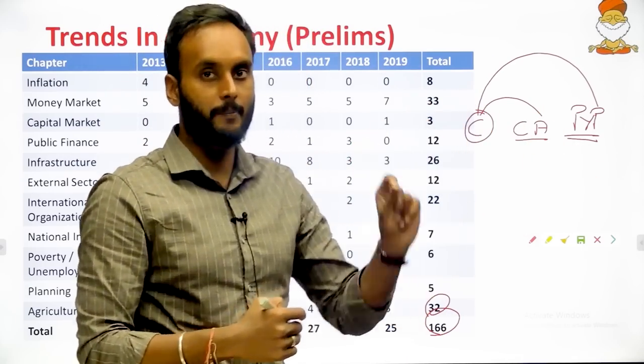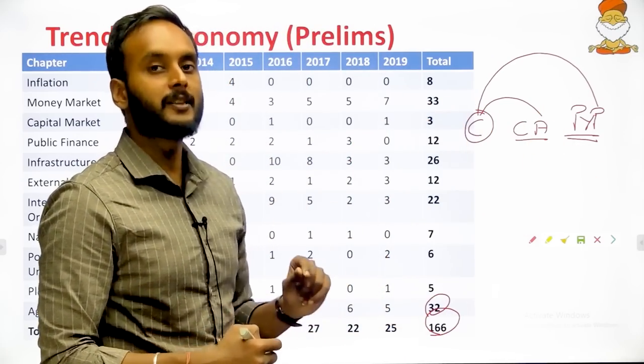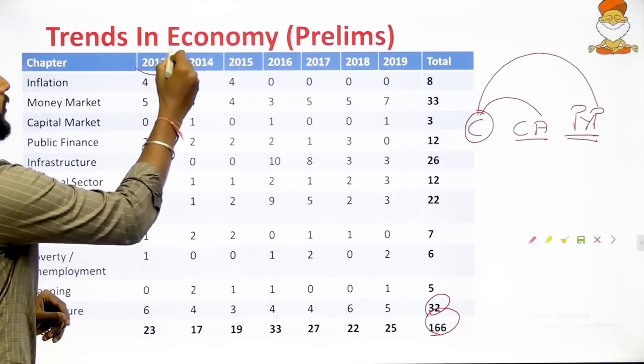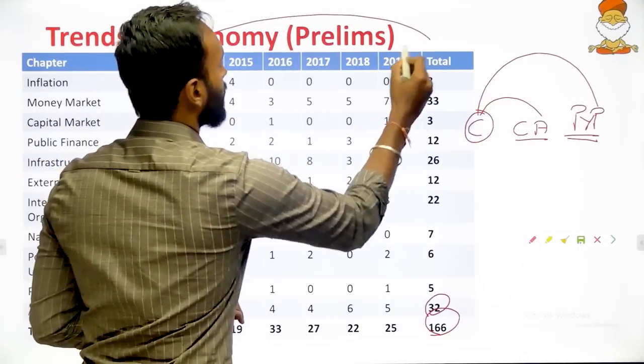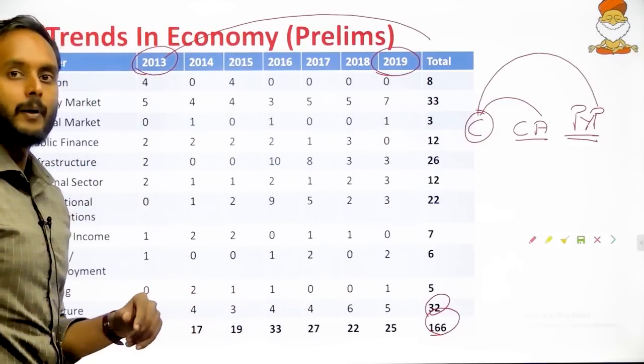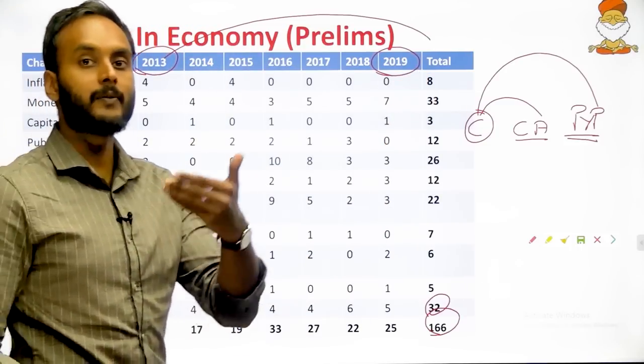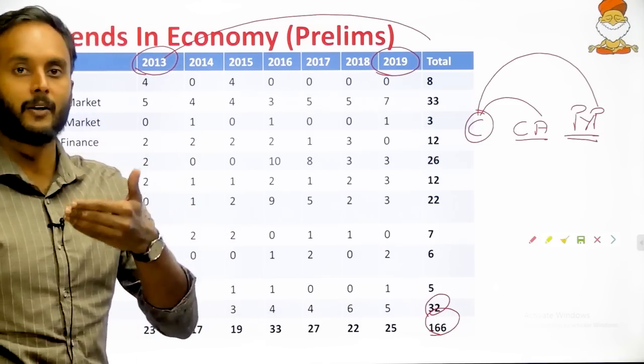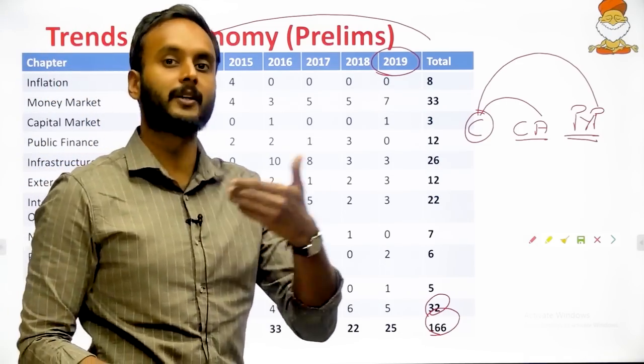When I say previous year papers, the first importance is to tackle the previous year papers with respect to economy from 2013 to 2019. But if you still have further time, you can always go back and start referring to what questions were asked with respect to economy in the previous year papers in further years.